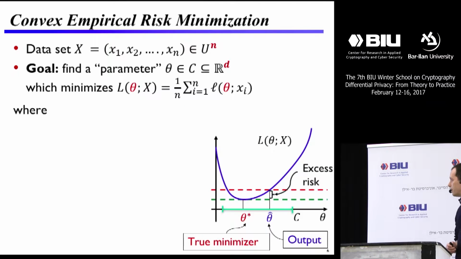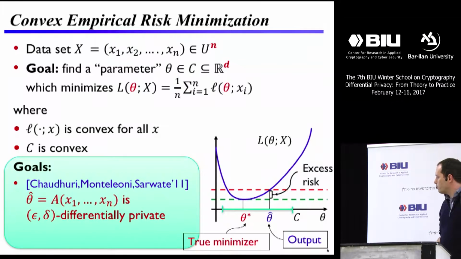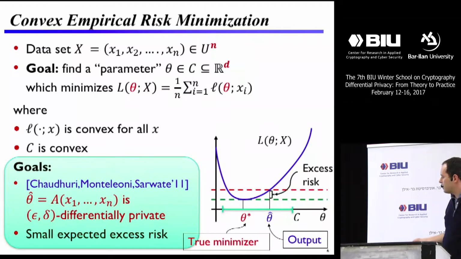Okay, so again, here's the problem we're trying to solve. We've got this convex optimization problem we want to solve. Our goals are going to be, we're going to try and find an algorithm A that's epsilon differentially private, and that outputs an estimator theta hat with small expected excess risk, or we might want high probability bounds on the excess risk, but for this talk, the difference isn't going to matter.